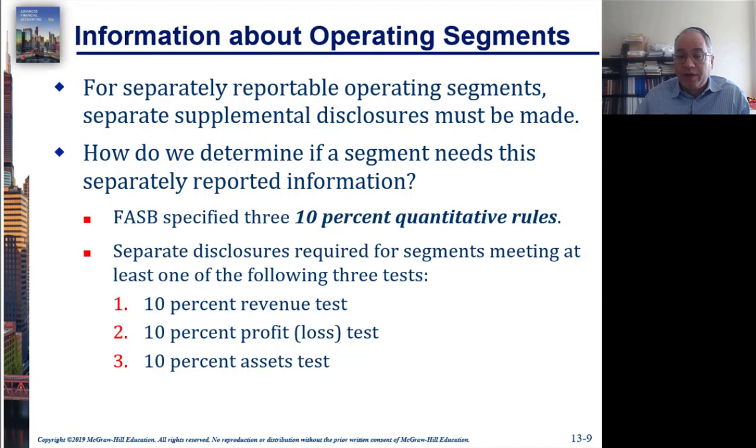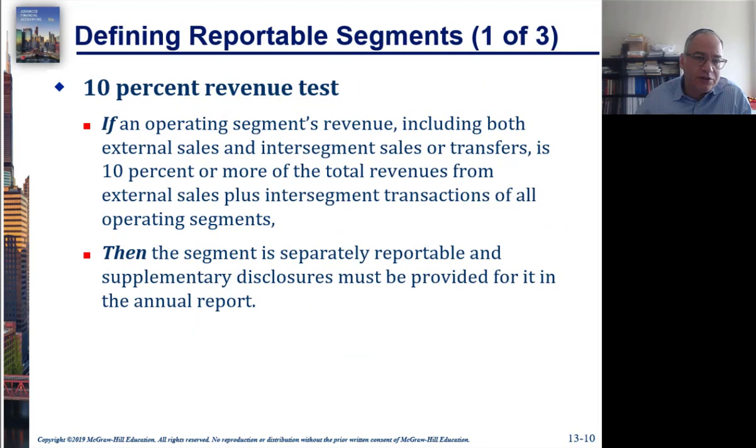And how do we determine if a segment needs to be separately reported? The FASB created three 10% rules and then an overall threshold that I'll go into. So there's basically three separate 10% rules: 10% of revenue, 10% of profit or loss, and 10% of assets. And how we apply profit or loss is pretty weird because profit could be positive or it could be negative, so 10%, how are you going to do that, right? So let's go over how you're going to do these. And there's a few quirks to these rules that you should be aware of.